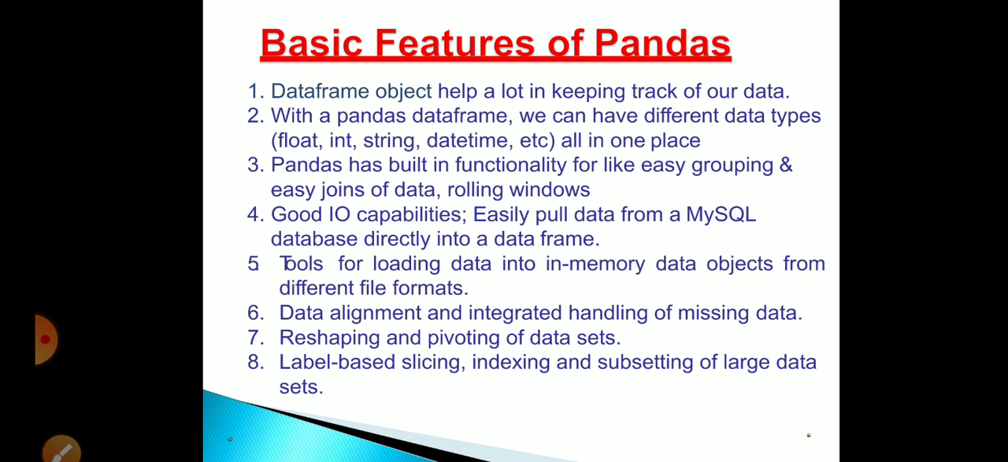Next is tools for loading data into in-memory data objects from different file formats. Next is data alignment and integrated handling of missing data. If your data is missing or the data is null there, like some input is there, Ram is there, Sham is there, Hari is there. So in the class section you have fetched the data of Ram and Sham, but in Hari you did not fetch the data. So it could identify which data is empty, and that data will be recognized as particularly empty.